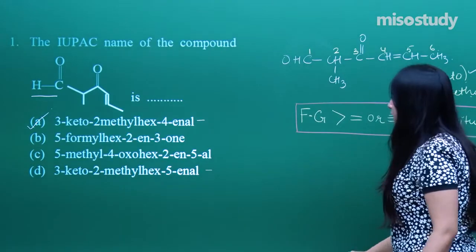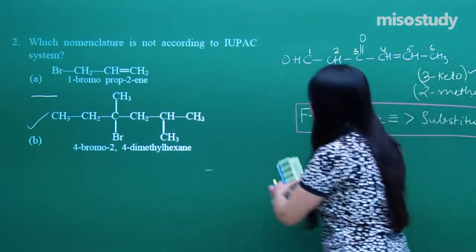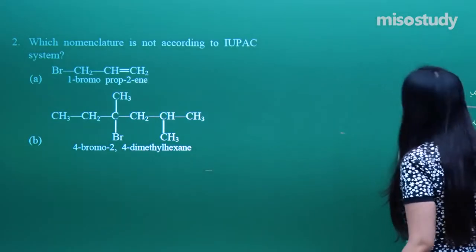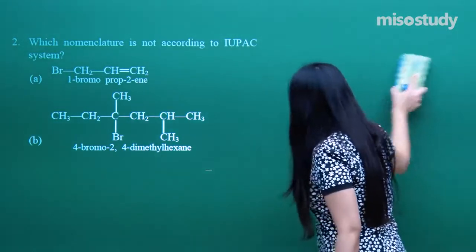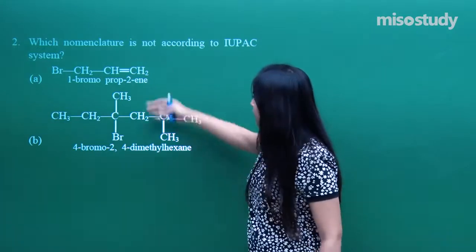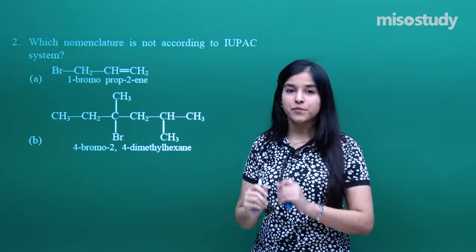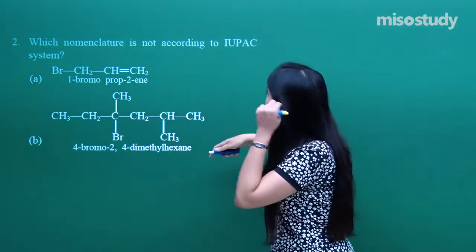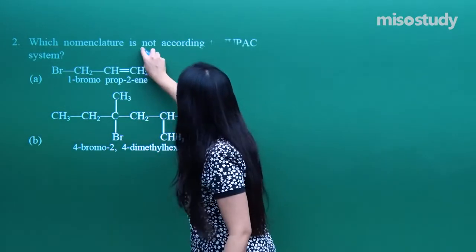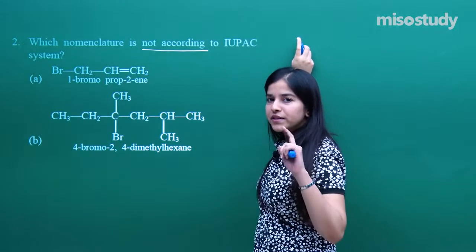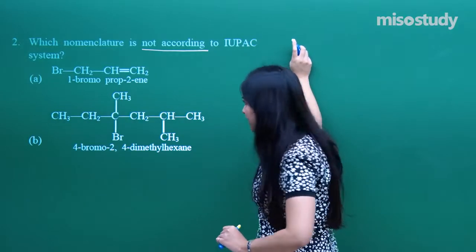Let us now move on to the next question. So here is the next question. As per the given compounds and as per the given names, I need to check which one is not according to the IUPAC nomenclature. That means which one is an incorrect IUPAC naming. So I need to check that.